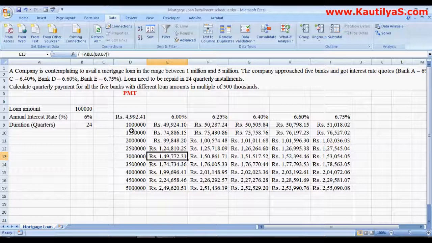So based on our financial requirements and based on our cash flows, you can go for any loan amount from a bank or a financial institution. This is how we calculate mortgage installment schedules using Excel two-variable data tables.